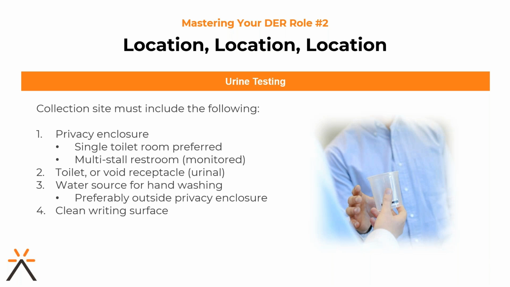That's very difficult. Reality is in our facilities and at our locations on site, most of them are a multi-stall restroom, okay? When you have many stalls, you're gonna do a monitored collection. But a single toilet room is preferred. If you go to a clinic, a lot of times that's what you're gonna see. You need to have a place to provide that sample, like a toilet or a void receptacle like a urinal. You're going to need a water source for hand washing, and then you're going to need a clean writing source because you're going to need to be able to write in there.